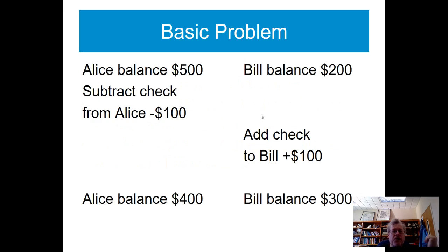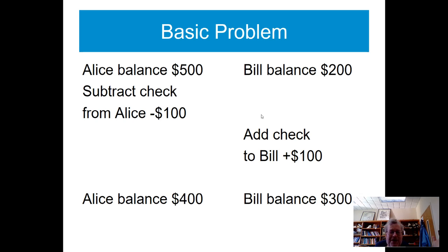Okay? So let's think about this. So Alice has some starting balance. Let's say it's $500, and Bill has a starting balance. Let's say it's $200, and we subtract the check from Alice's balance, and we add the check to Bill's balance, and Alice ends up with a balance of $400. We've taken the $100 out, and Bill ends up with $300. We've added the $100 into Bill's account. Hopefully this makes sense to you. Otherwise, you're not going to understand the rest of this. But it's pretty straightforward, right? So this is the way we expect it to work.